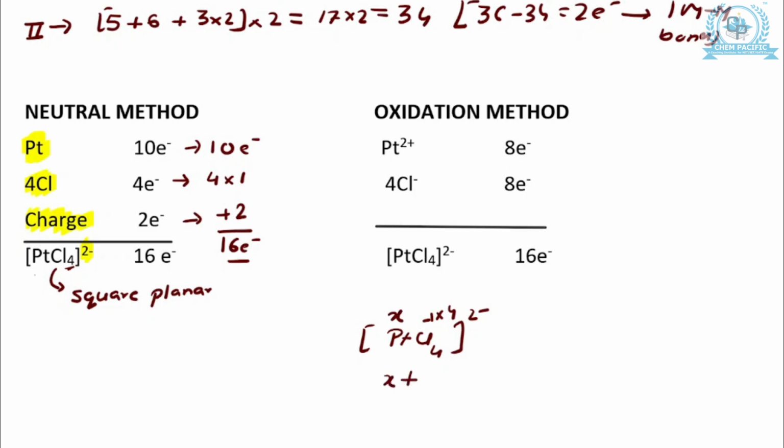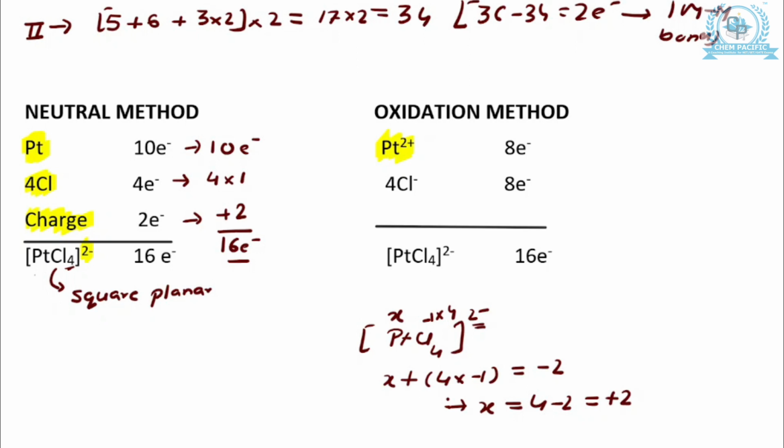So you are having 4 Cl ligands, and each is having charge -1, and overall this is equal to -2. Therefore overall the charge is -2. Therefore X का oxidation state कितना हो गया, X का हो गया 4 - 2, this is equal to +2. That is why यहाँ पे platinum का oxidation state हम +2 लेते हैं. So we are actually considering the metal in its oxidation state, hence the name oxidation method.